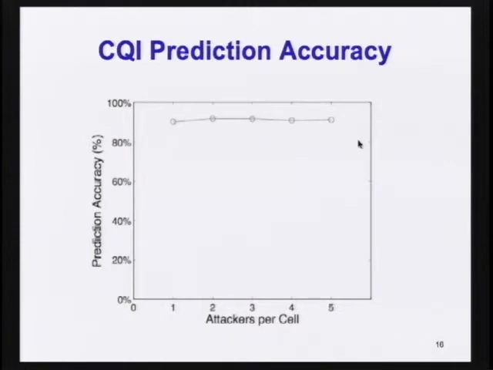I mentioned that we used a formula to estimate the maximum ratio among all the other cell phones. How good is our prediction? This graph shows you how good our prediction is. The y-axis shows our prediction accuracy, which means that among all the predicted values, which of them are the correct values. We show that it doesn't matter how many attackers there are in the cell, our prediction accuracy consistently remains above 90%.